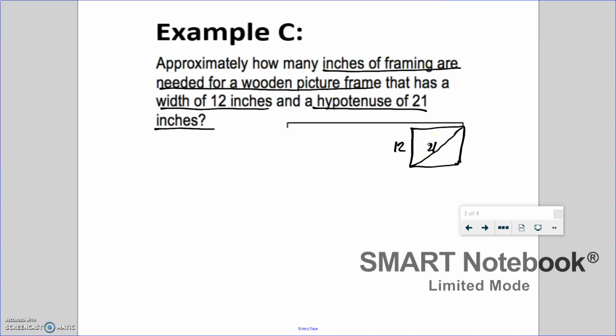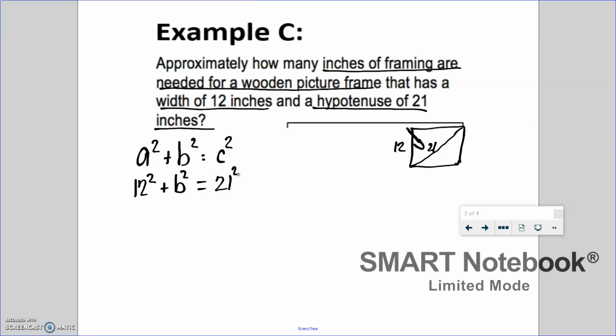Okay? So I'm going to start with my formula. A squared plus B squared is equal to C squared. So it tells us that we have our hypotenuse and a side length, but just in case you forgot, draw your arrow. So we're going to say A is 12. That's the width. So we have 12 squared plus B squared is equal to 21 squared.